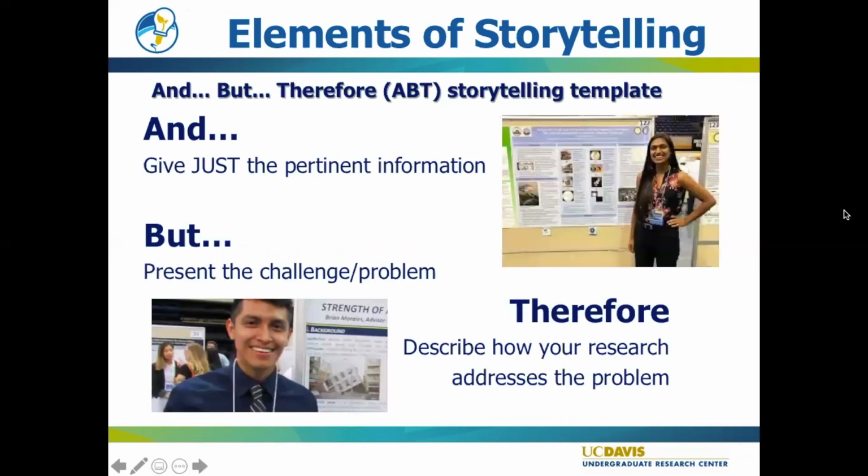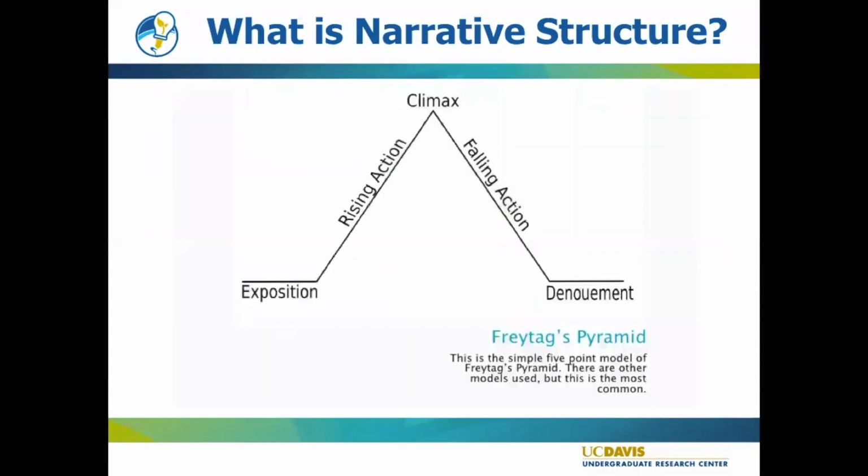So with that in mind, you're going to just give the pertinent information. So try not to over-explain in your introductory section of your poster. Present the challenge or the problem clearly so that your audience understands why this is important. And then, therefore, describe how your research addresses that problem. And this falls into a narrative structure that's very commonly used for many types of storytelling, not just for posters. But you're basically creating this tension with the viewer so that they feel invested in the outcome. They really want to understand what you've done and how you've addressed this problem because now they care about the problem.